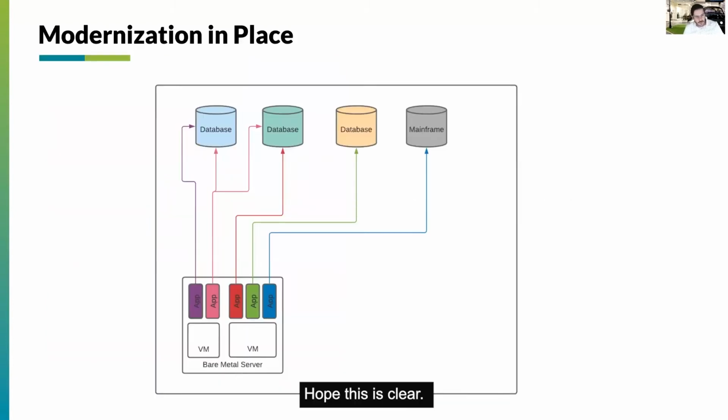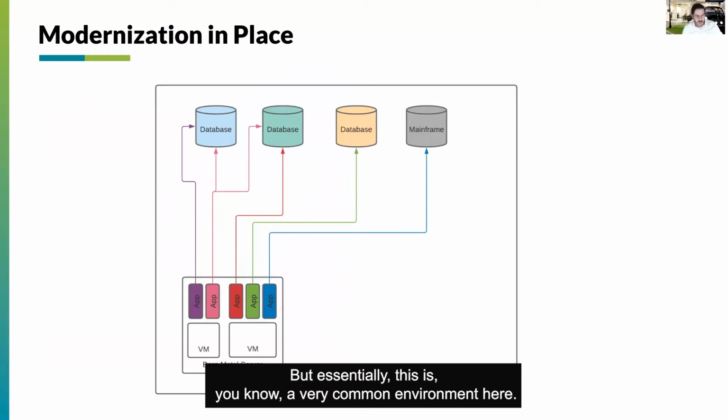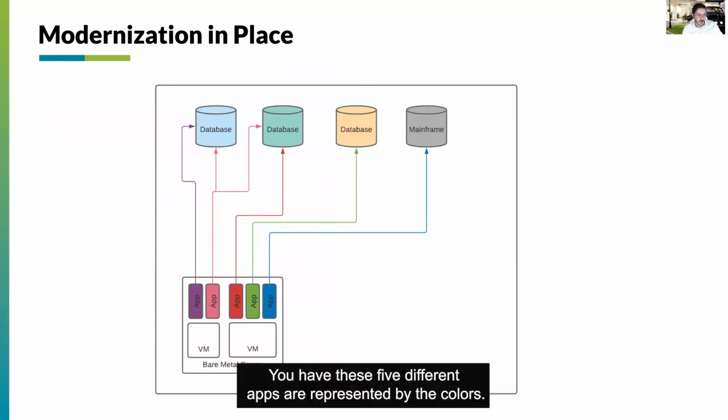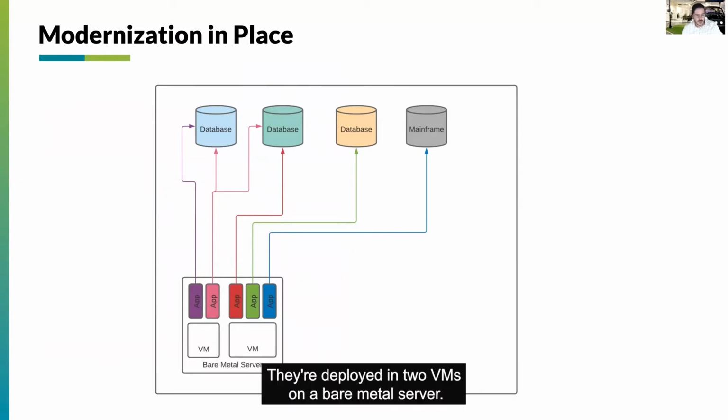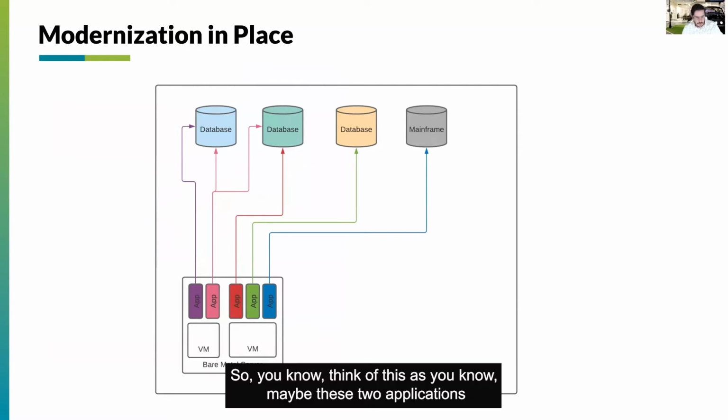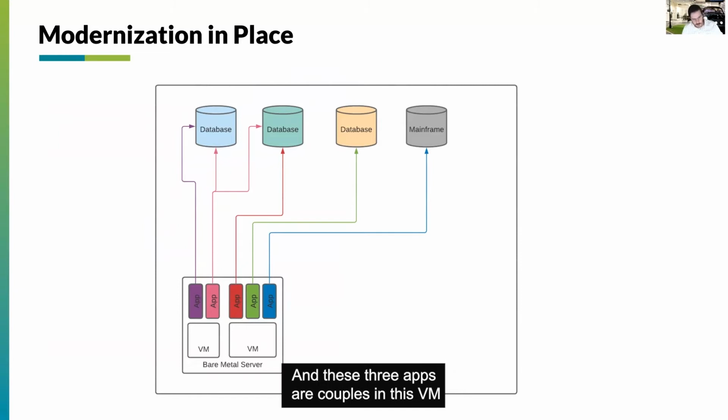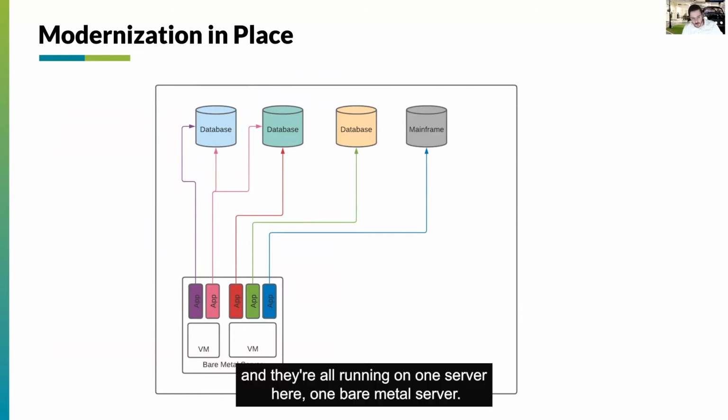Hope this is clear. But essentially, this is a very common environment. You have these 5 different apps represented by the colors. They're deployed in 2 VMs on a bare metal server. So think of this as maybe these 2 applications are coupled in this VM, and these 3 apps are coupled in this VM, and they're all running on one bare metal server, and this is where a lot of people start and a lot of applications start.